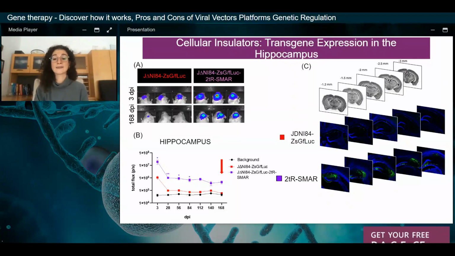So we analyzed again what cells were expressing the transgene. On the top we have the viral insulator alone, and we stained for ZS green, and we noticed that by 6 months we have a few cells still expressing the transgene, while with the cellular insulator we still have neurons expressing the transgene, but to a higher level.